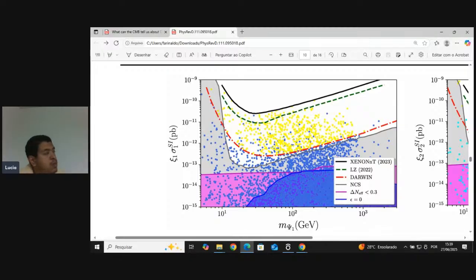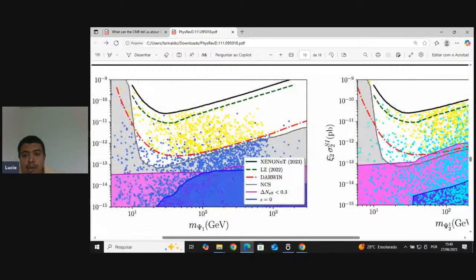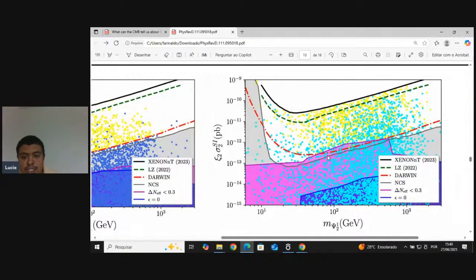And the blue zone corresponds to the zone of the parameter space where the kinetic mixing between the standard model photon and the dark photon is negligible. So the colors of the points represent the cases where the colors are yellow. It means that the two dark matter candidates can be tested in direct detection experiments, while where the points are blue, it means that only one of the dark matter candidates is testable within direct detection experiments. And the same plot here, but for the second dark matter candidate.